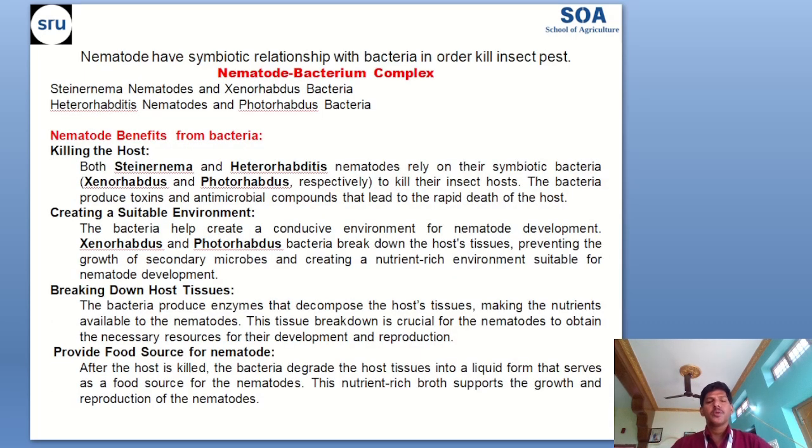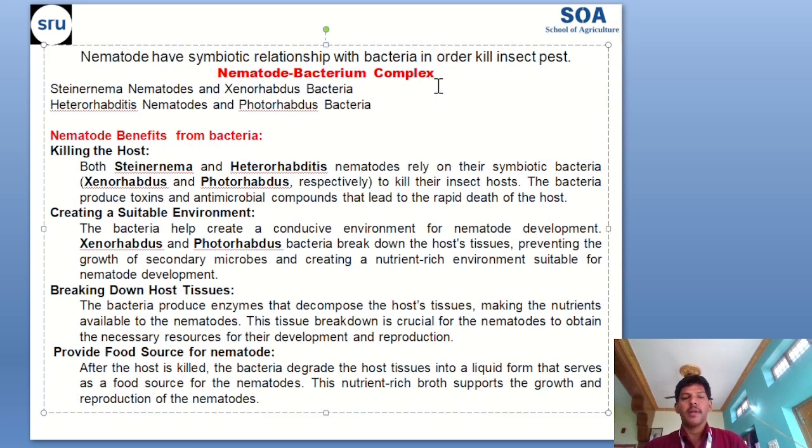These entomopathogenic nematodes have a symbiotic relationship with bacteria, and this symbiotic relationship is compulsory in order to kill the insect pest. If there is no symbiotic relationship with the bacterium, then these nematodes are ineffective or useless. See here the example of the nematode-bacterium complex. Steinernema nematode is associated with Xenorhabdus bacteria. Heterorhabditis nematode is associated with Photorhabdus bacteria.